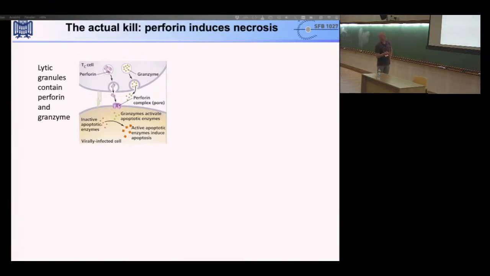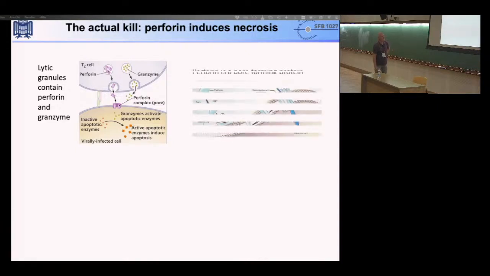Here you have such an exocytosis event. Perforin is spat out and makes holes in the membrane. Either this is already mixed with granzyme, or you have another vesicle which only contains granzyme, which also opens up. This is diffusing around in the synaptic cleft. It diffuses through the hole into the target cell and then activates an apoptotic enzyme, which induces apoptosis and kills it.